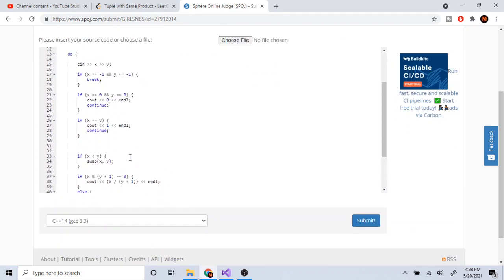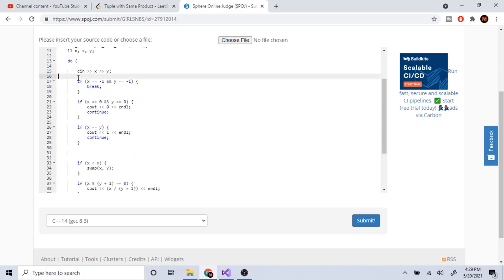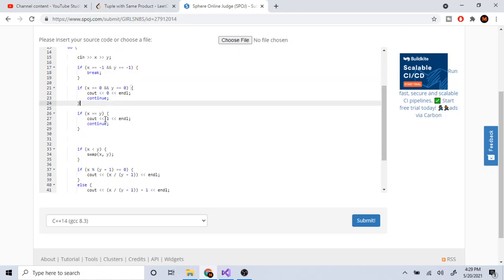All right. So here we have a do while, and I use a do while because they said to end everything if both of them are equal to negative one. I have my two numbers x and y. I read them in. If both equal negative one, I'm going to break, and that would just end the program. Otherwise, I need to check if they're equal to zero. If both are zero, then the answer is zero because you have zero boxes, zero things, so you can't really do anything.